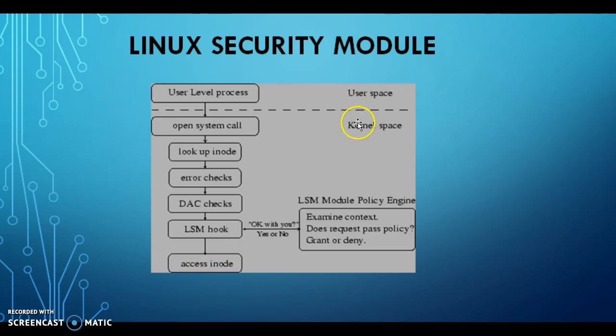We've got a user space and a kernel space. So a user process makes a system call requesting kernel memory. The inode is looked up, error checks, discretionary access control. And here's the important feature, LSM hooks. There are various hooks in this Linux security module. And the policy engine, that's where the AppArmor profiles are loaded.